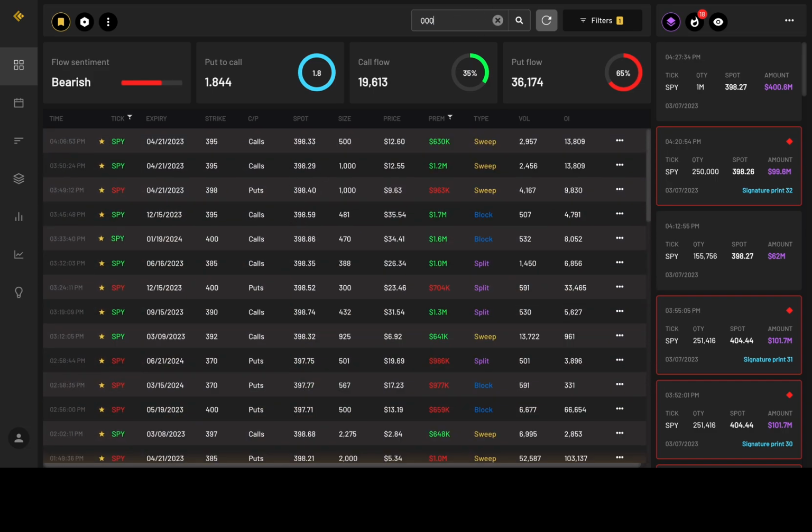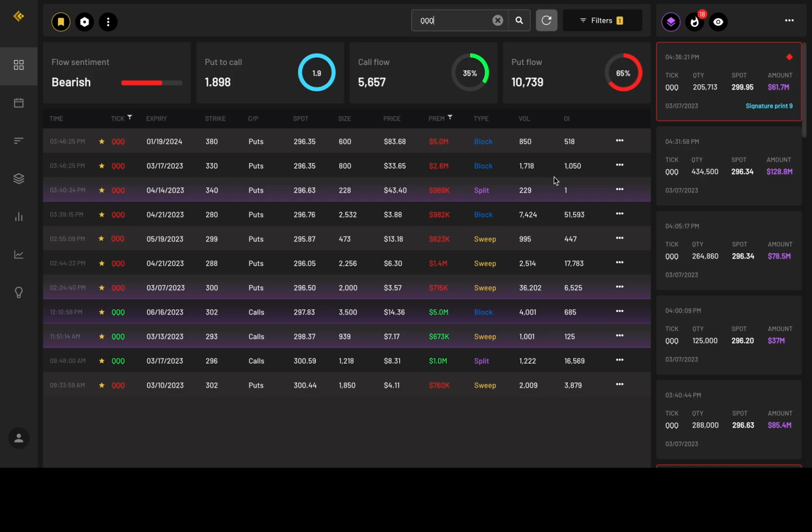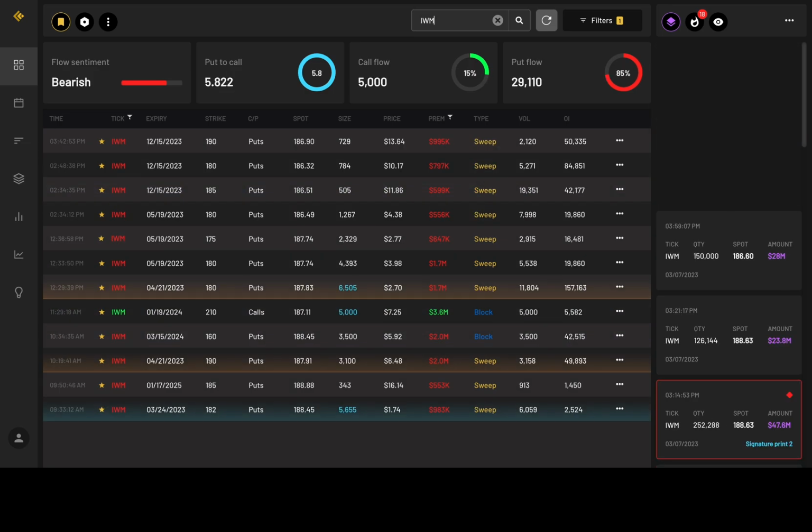Okay, triple Q, 66% for puts. Okay, so we're still seeing the option flow orders for triple Q as bearish. So it was a little strange when SPY was showing bullish, but triple Q continues to show bearish. And IWM as well continues to show bearish. And this is a lot more, this pretty aggressive sweep order here.